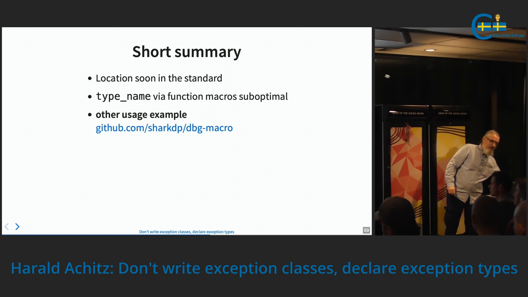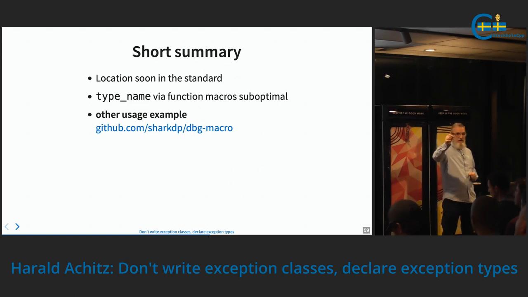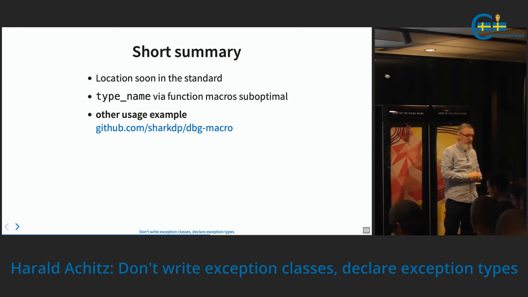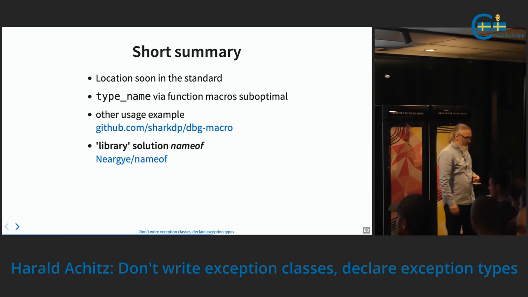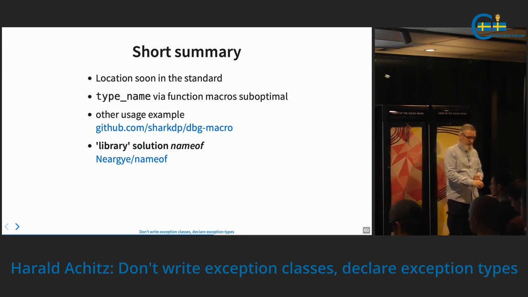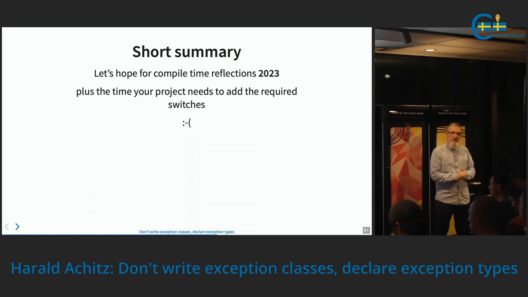There is, for example, this nice GitHub project, debug macro, where you put the debug, whatever. It can be a vector of integer, and it will write a type, vector of integer, bracket 1 to 3, and the debug produces wonderful debug output. What it does is take the same trick to get the type name. There is even a library solution, name of, which does much more. It tries to mimic reflection. So obviously, people have a huge need for this. And we can hope for 23 that this comes.